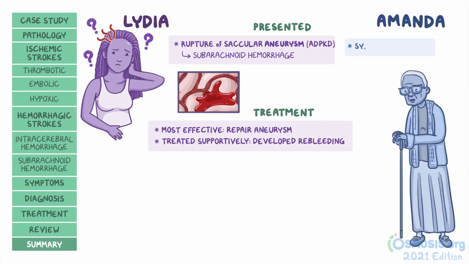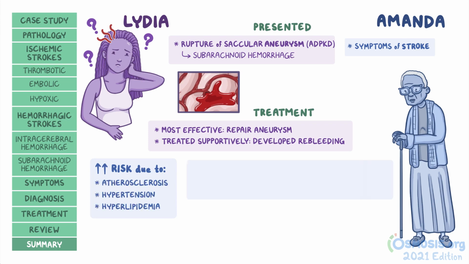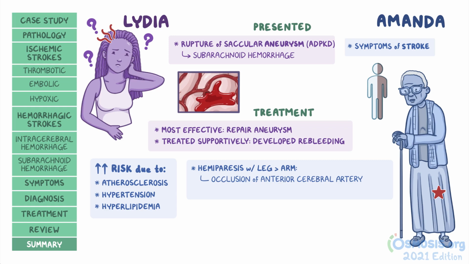Now, Amanda had symptoms characteristic of a stroke. She also had an increased risk for stroke due to atherosclerosis, hypertension, and hyperlipidemia. Hemiparesis with more involvement of the leg than the arm points to occlusion of the anterior cerebral artery. Non-contrast CT should be done to exclude hemorrhage before any treatment is given.